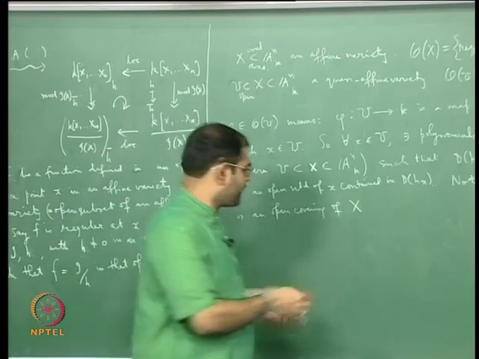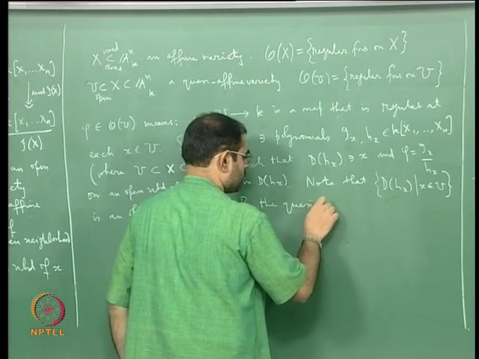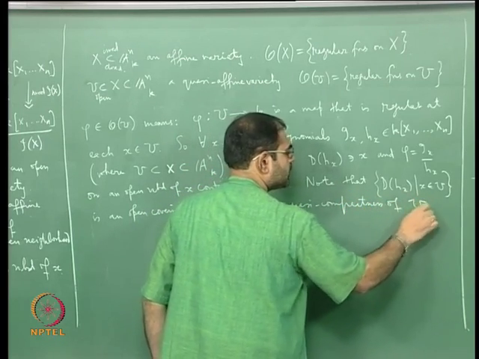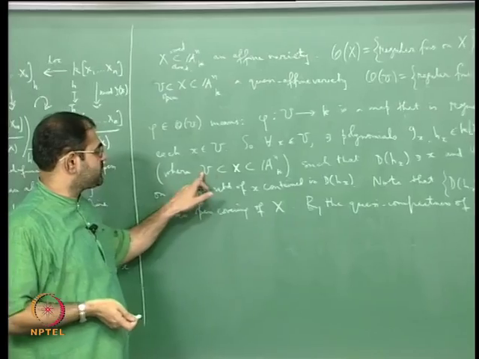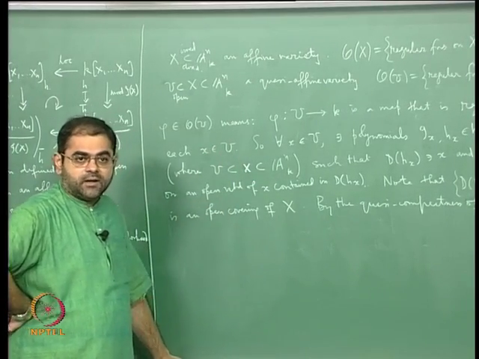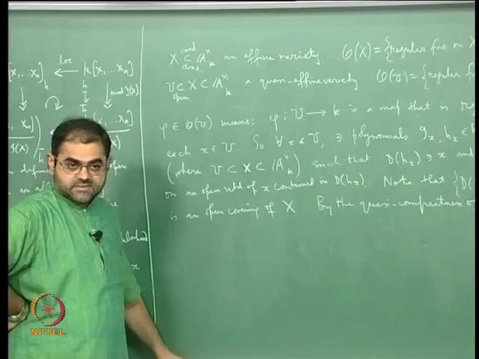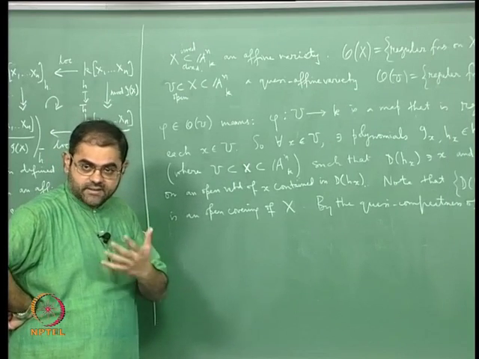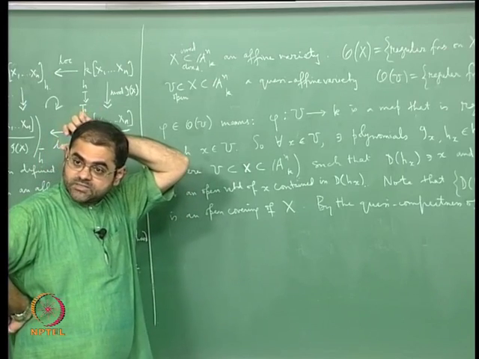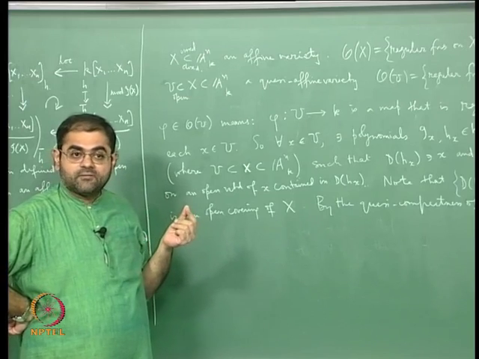Okay, so by the quasi compactness of U, U is after all a subset of X, which is in turn a subset of A^n, and when you take subsets and take the induced topology, the noetherianness goes down, it is hereditary. So U becomes a noetherian topological space, and a noetherian topological space is quasi compact as we saw in the last lecture. So U is quasi compact, and that means that every open cover has a finite subcover.